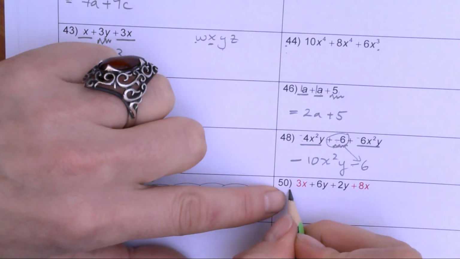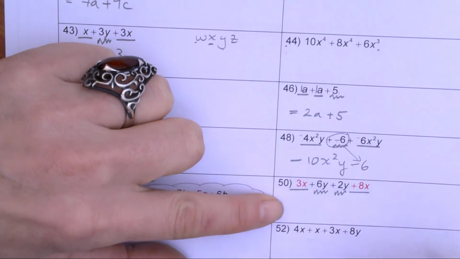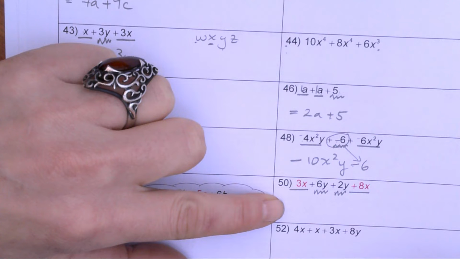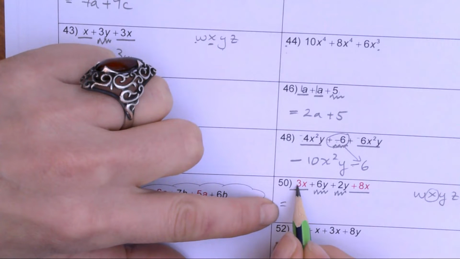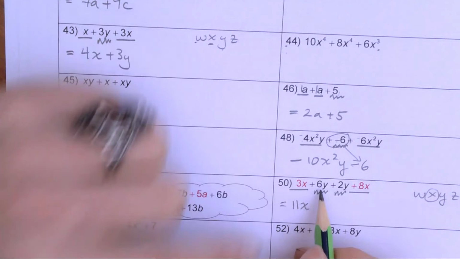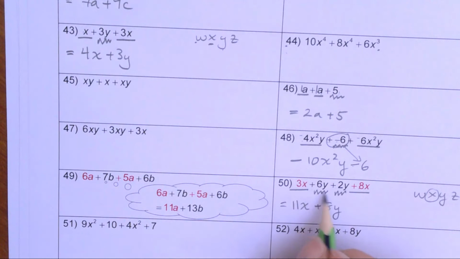That's a like term, that's a like term, that's a like term, that's a like term. Which one goes first? Well, W, X, Y, Z. So X would go first. So I have 3 of these and 8 of these, so I have 11. I have 6 yellow crayons and 2 yellow crayons, so I have 8 yellow crayons. So you can see when I add and subtract, my variables stay the same. They do not change.